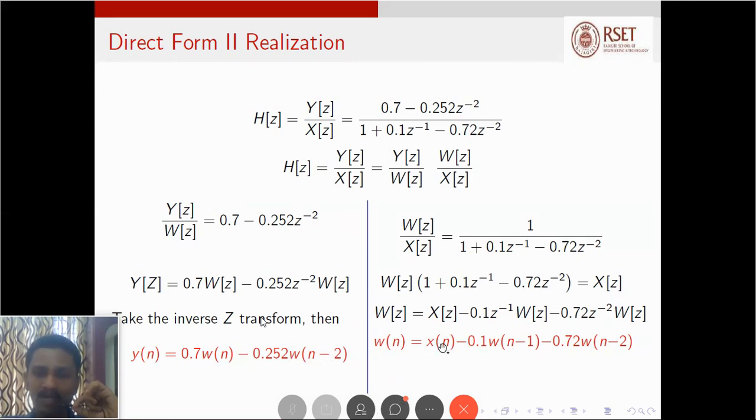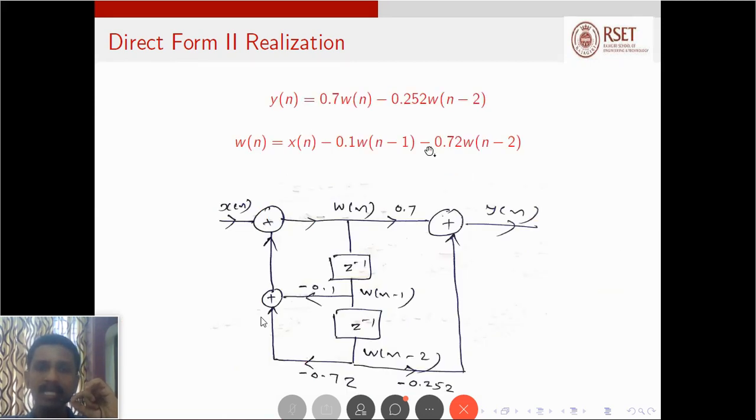Similarly, w of n is equal to x of n minus 0.1 w of n minus 1 minus 0.72 w of n minus 2. So the realization of the two different equations will look like this. The previous two equations: y of n is equal to 0.7 w of n minus 0.252 w of n minus 2. Similarly, w of n is equal to x of n minus 0.1 w of n minus 1 minus 0.72 w of n minus 2.